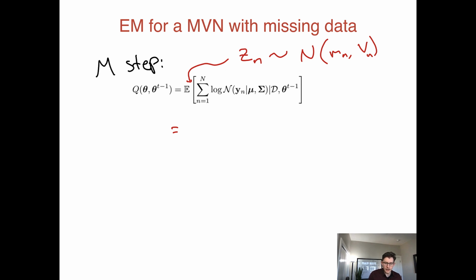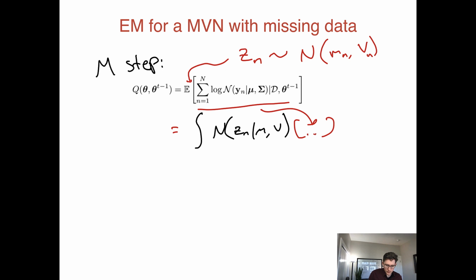I should write this as an integral of normal of Zn given m and v times that thing in the brackets there. Okay, so that's the value of our Q function.